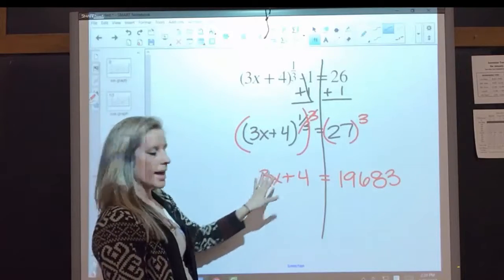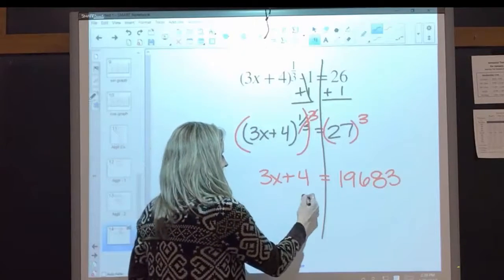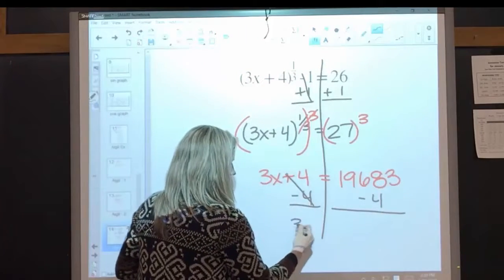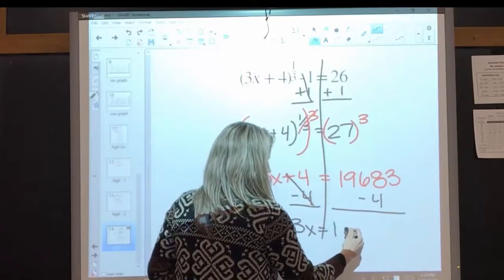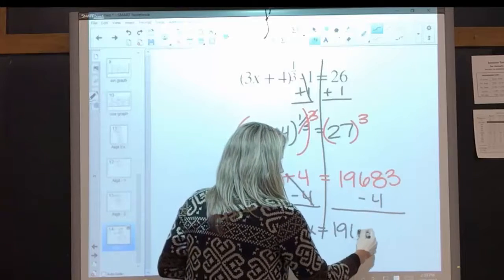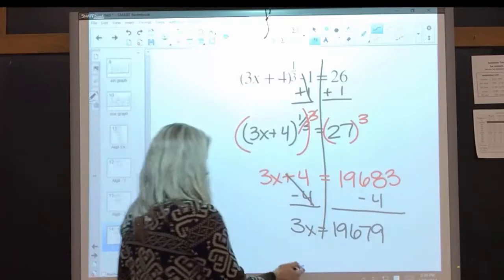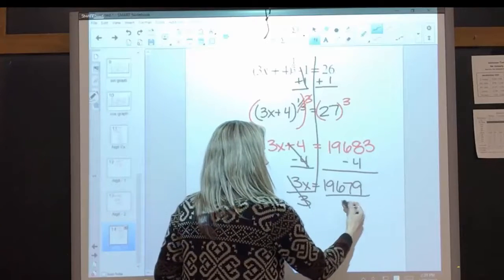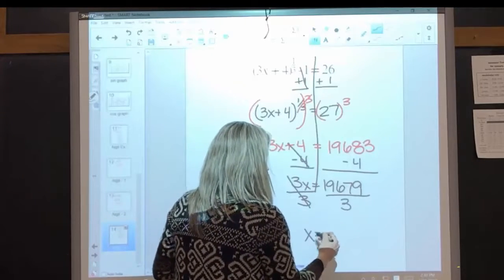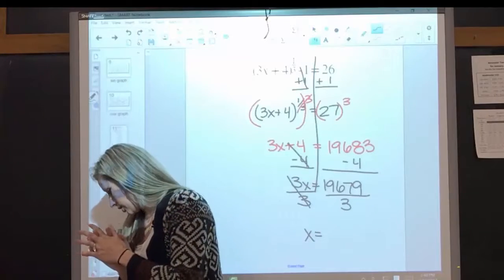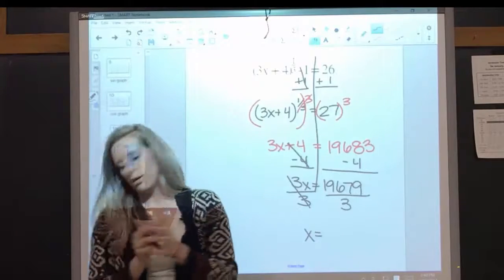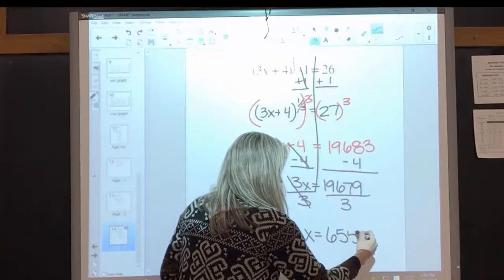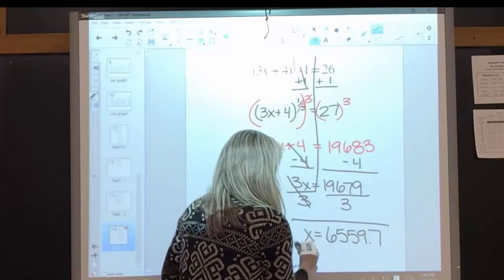Save your x for last. So I'm going to subtract 4 to both sides. So 3x equals 19,679. Divide by 3. And x equals, you get a decimal. We'll go ahead and round it. 6,559.7.